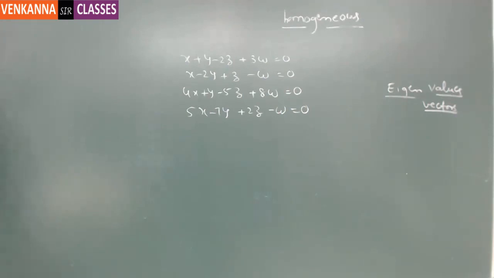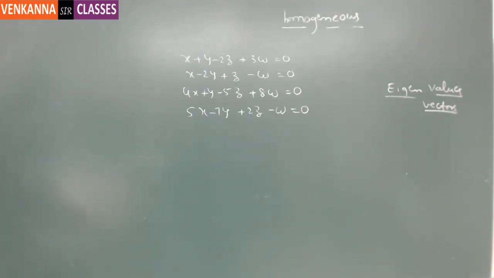So this is our given homogeneous system. x plus y minus 2z plus 3w equal to 0. x minus 2y plus z minus w equal to 0. 4x plus y minus 5z plus 8w equal to 0. 5x minus 7y plus 2z minus w equal to 0. So this was the problem. We are going to find its solution.